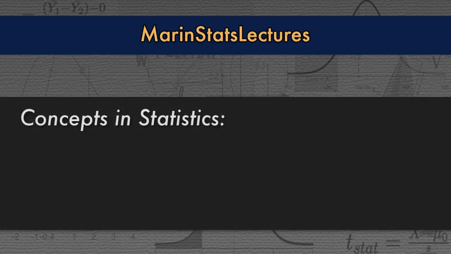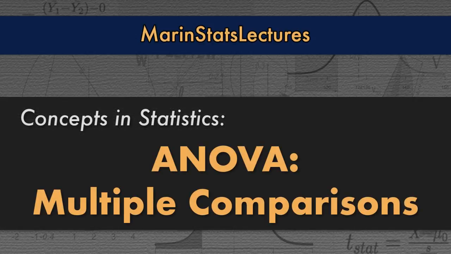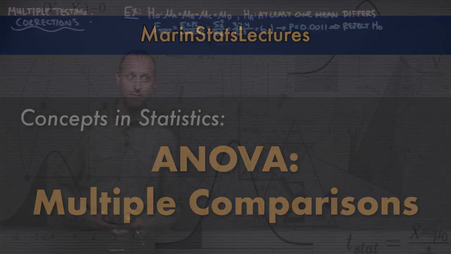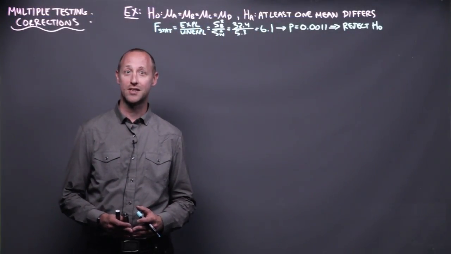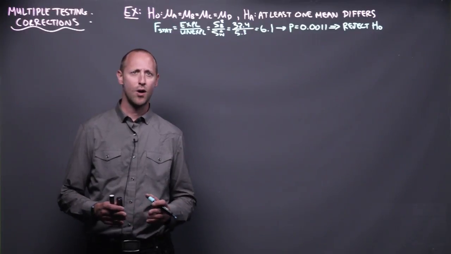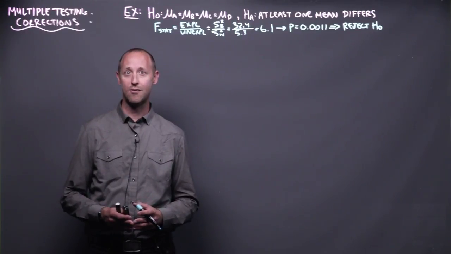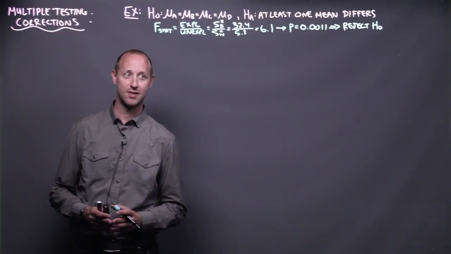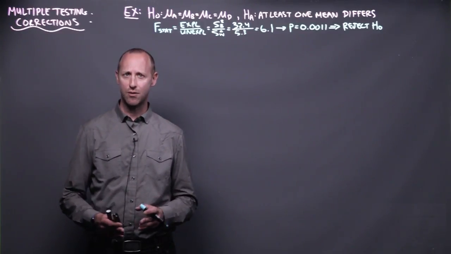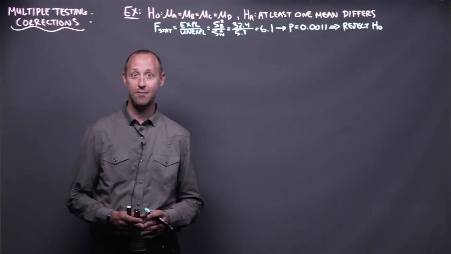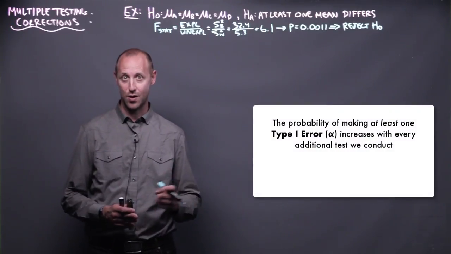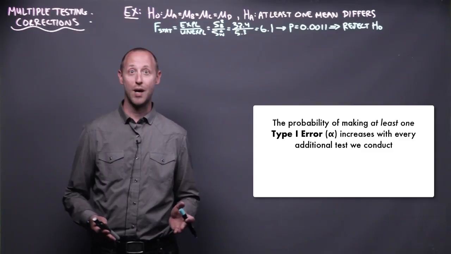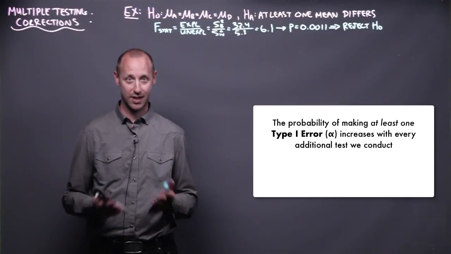We're going to discuss a little bit about the idea of multiple comparisons corrections or multiple testing corrections. We're going to do this in the context of one-way analysis of variance, although the idea of multiple testing correction applies to more than just one-way analysis of variance. The general idea of this correction is that when we do more than one test or more than one comparison, our type 1 error rate starts to increase.